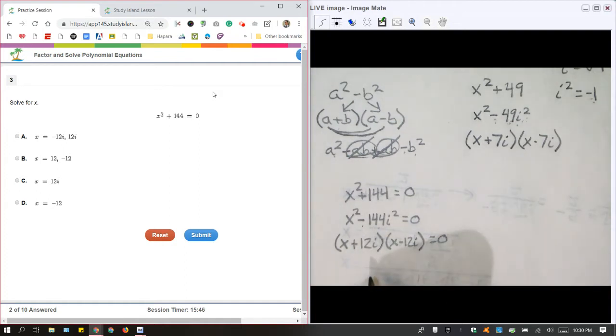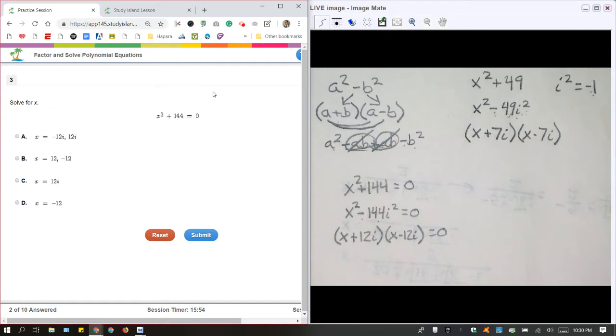And so now, what is going to make each one of these things equal to 0? I have the product of two binomials equal to 0. If I have the product of two things, and again, product means the answer to a multiplication problem, this binomial and this binomial, the product of those two binomials equals 0. That means one of them has to be 0. So the answer to this equation is whatever makes either one of these 0.